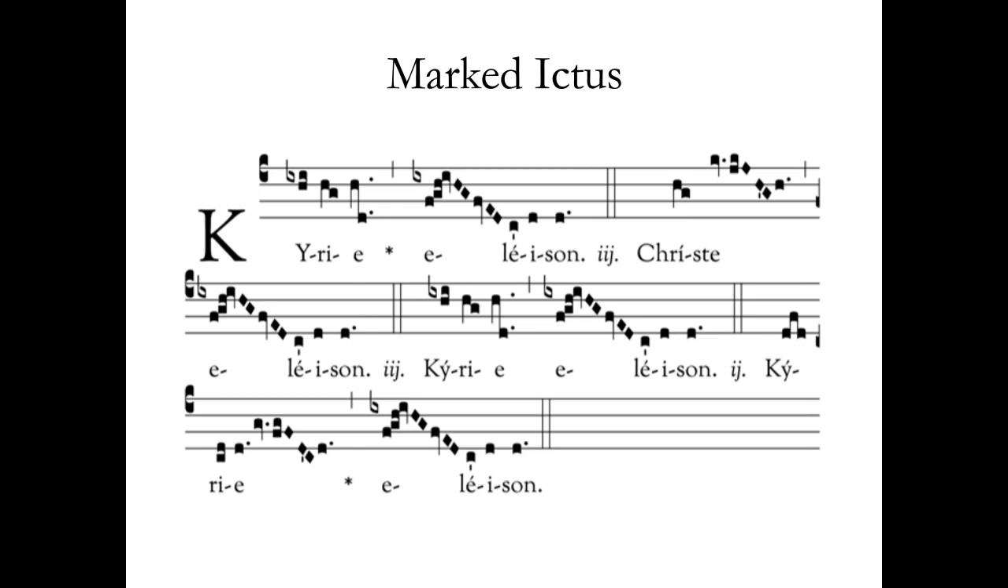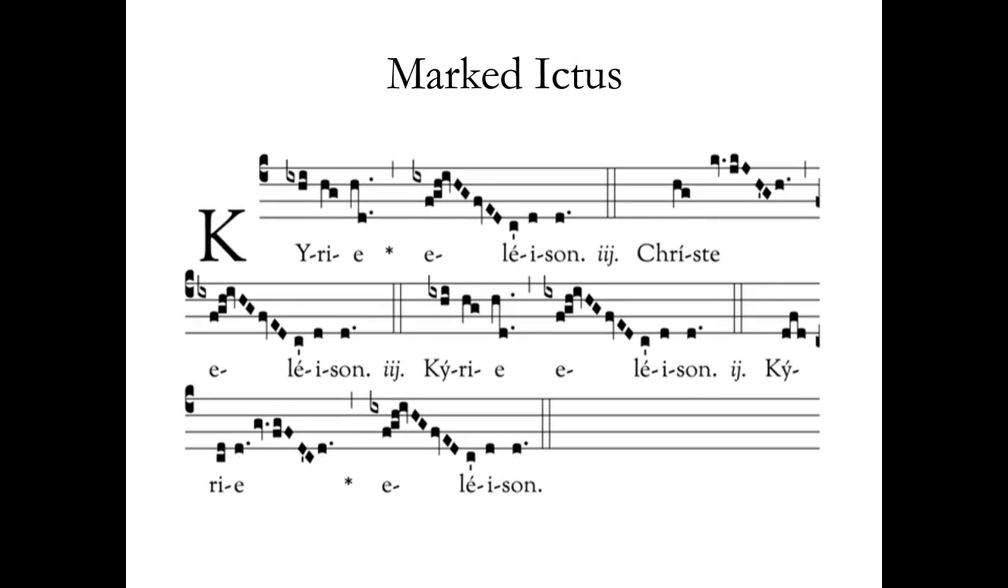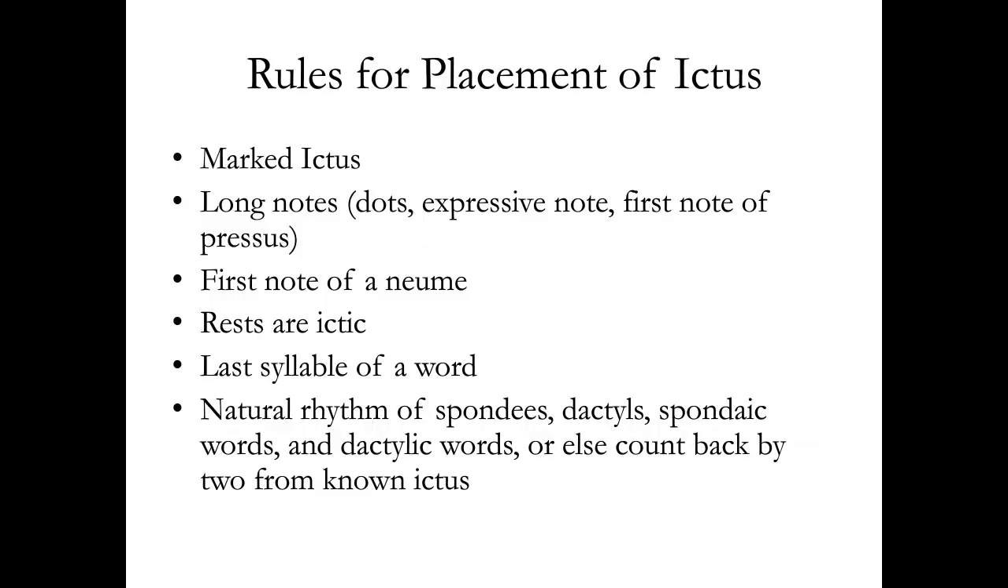So now we go on to the second point, because remember, we have this list that we're making our way through. So we looked at the marked ictus. Now we look for long notes. So anything that has a dot is a long note. Anything that has expressivity is a long note. Or the first note of a praesus is a long note.